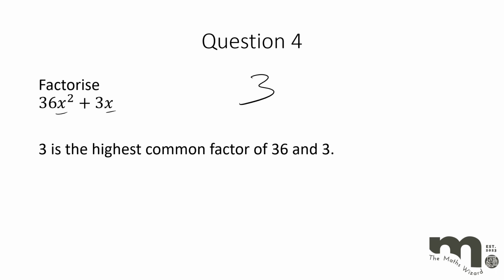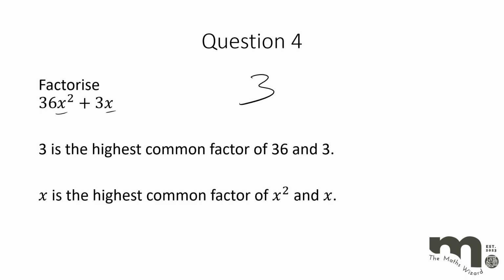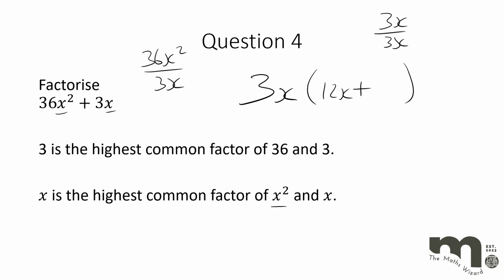Now we have also got an x here and an x here. We've got x squared there and x there. And x is the highest common factor of x squared. So x goes into x once, and then because you've got x squared, it's also a factor of this as well. So that means the x is going to be on the outside of the brackets on this one. And then if we do the inside, we've got an addition in the middle. And if we look at this first bit, we've got 36x squared divided by 3x, which will give us 12x on the left-hand side. And on the right-hand side, we've got 3x divided by 3x, which is just going to give us the number 1 on that right-hand side there. And there is your final answer. So just be aware, if you've got the same letter on the left and the right of a linear expression, it will be on the outside of the brackets as well.